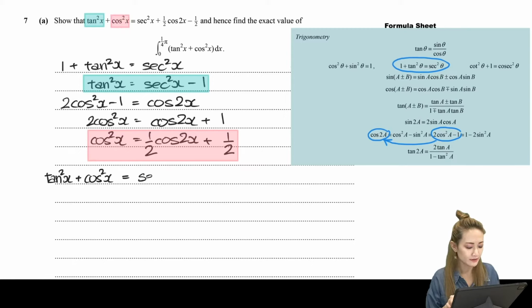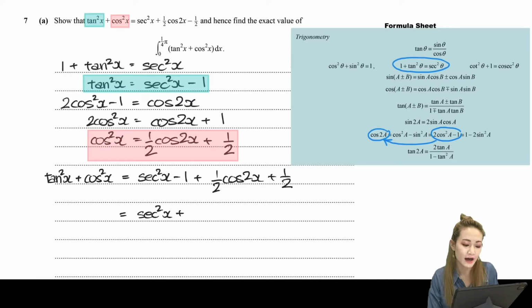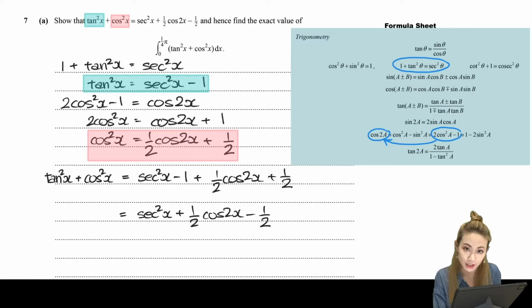So if we do that, and then simplify and rearrange it, we have the exact expression from the question. We have sec squared x plus a half cos 2x minus a half. So the first part of the question is done. And now we need to integrate it.